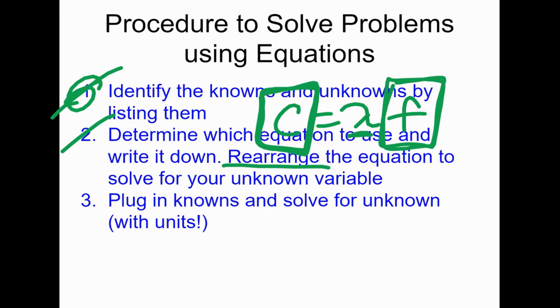And then step three, of course, plug in the numbers and solve. All right. And make sure that you include units. That's going to be important. Every time you write a number down, you should have units on that. So those are the three steps. Let's get on to seeing how we use those.